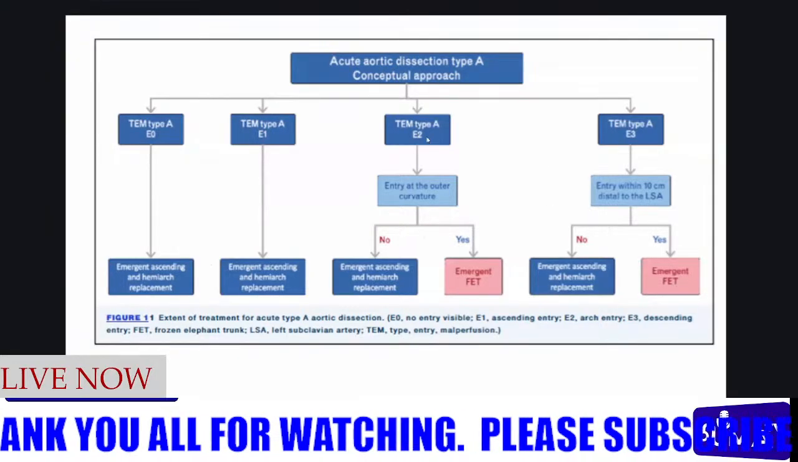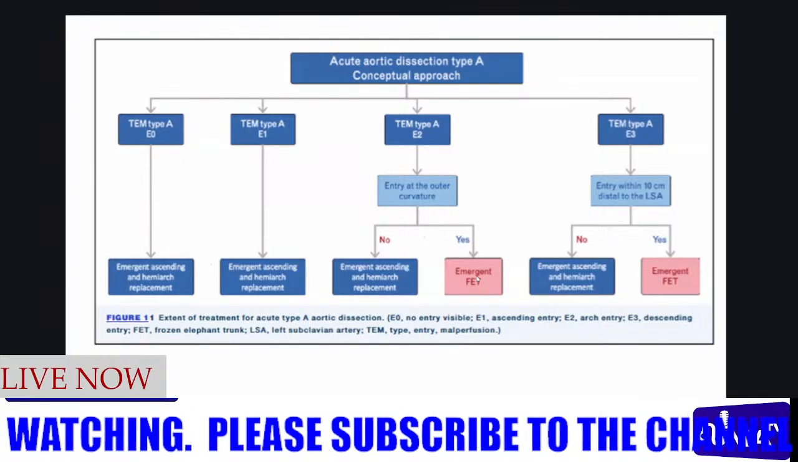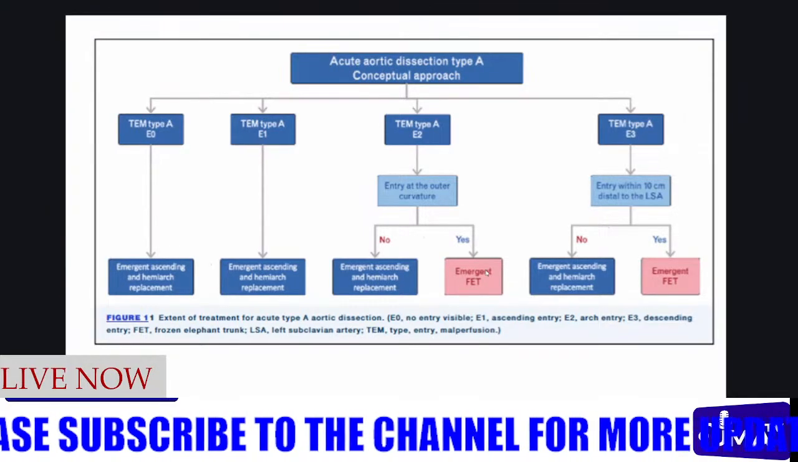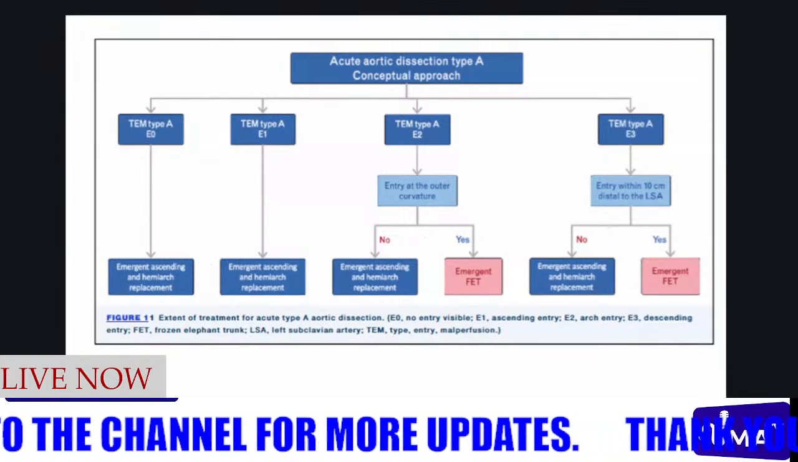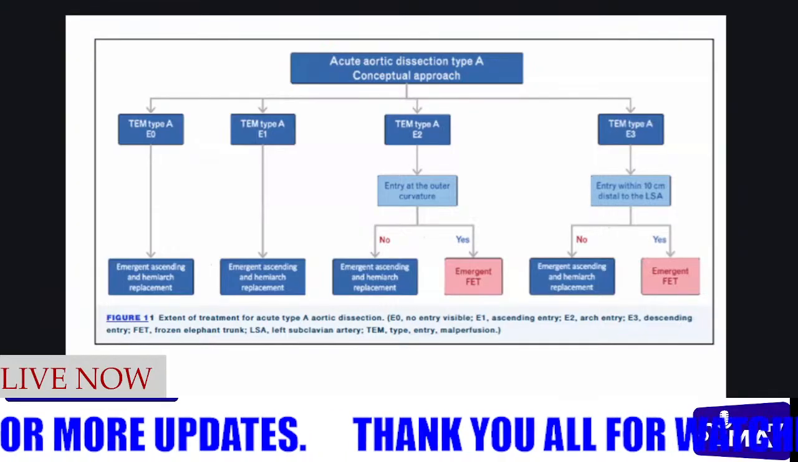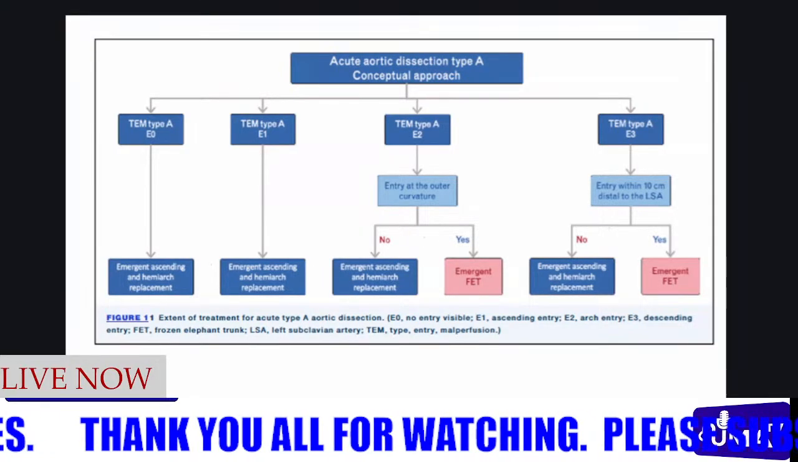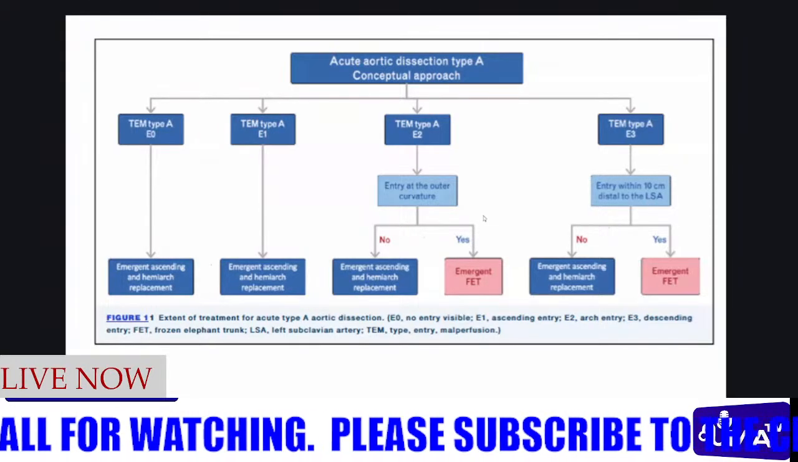That's why in E2 and E3, if the entry point is in E2 or E3, we do what we call a frozen elephant trunk. We shall see what that is. But the rest, you can replace the root, you can replace the ascending, you can replace the arch, you can debranch the arch, those 3 branches, you can cut them off and replace with grafts, or you can do what we call a frozen elephant trunk.